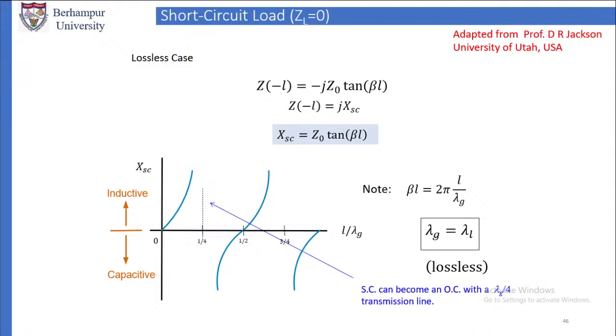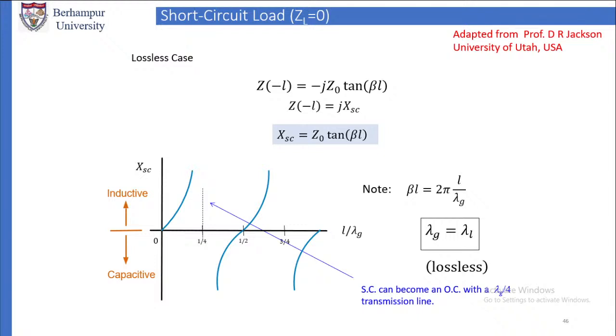That keeps on increasing till L by lambda g is equal to 1 by 4. When L by lambda g is equal to 1 by 4, beta L is equal to 2 pi into 1 by 4, which is pi by 2, and tan pi by 2 is infinity. So in the range where beta L is between 0 and pi by 2, tan beta L is a function which is increasing from 0. Therefore it is positive, so in that range it will be inductive.